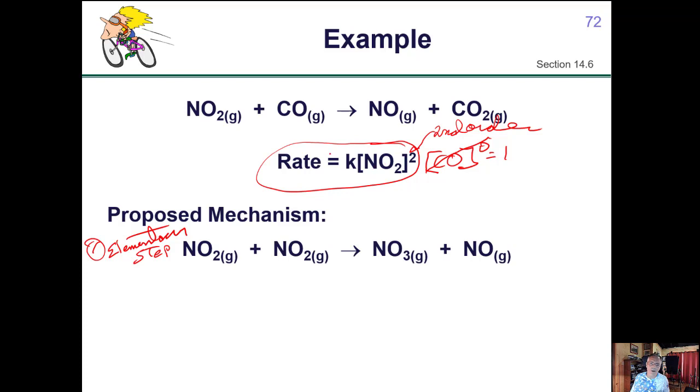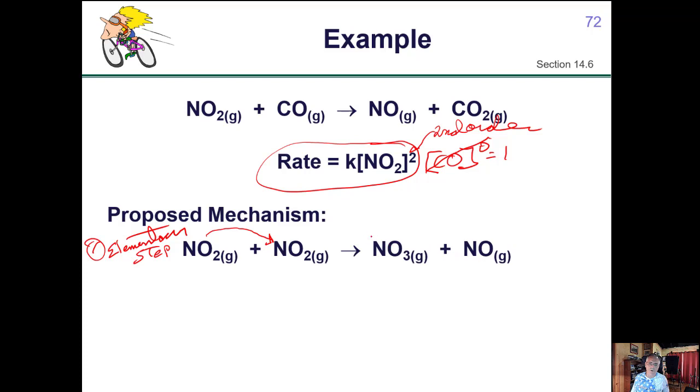We did an experiment. We determined that this was the rate law, that carbon monoxide was zero order in this reaction. All right, so we're going to propose this as an initial step, and that one nitrogen dioxide molecule has to collide with another nitrogen dioxide molecule. Now, there's no carbon monoxide here, so we can't have any carbon products over here on the product side.